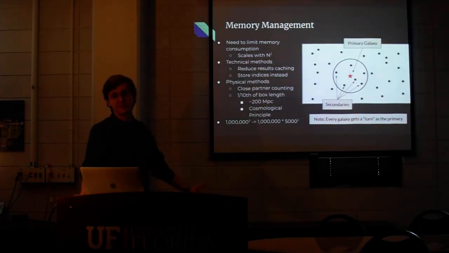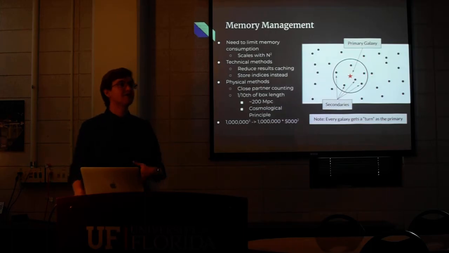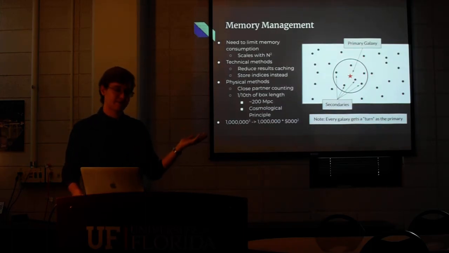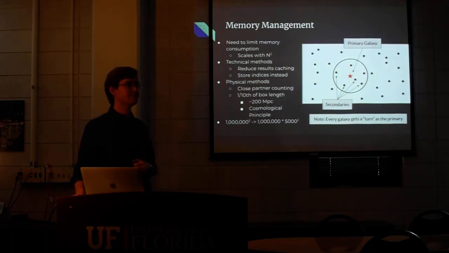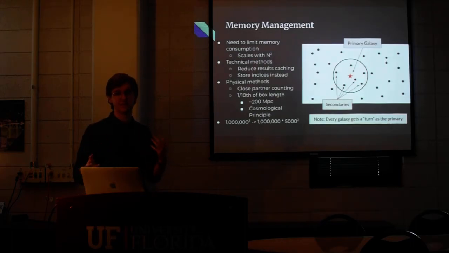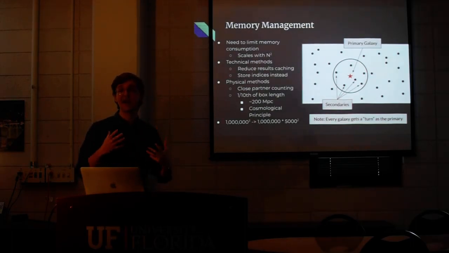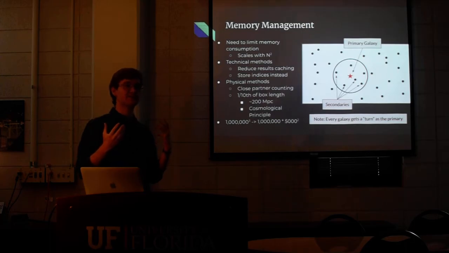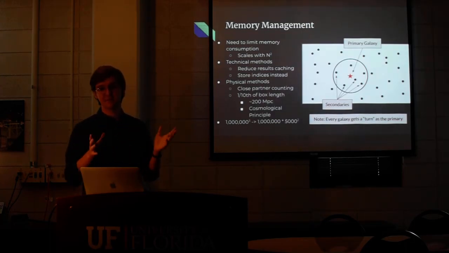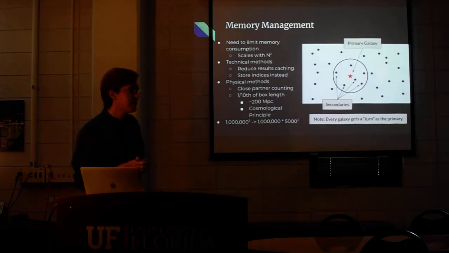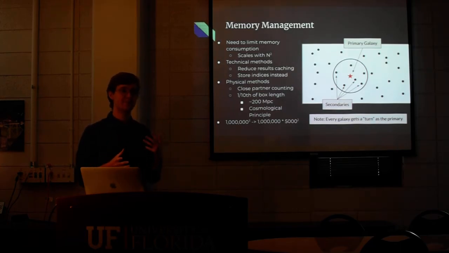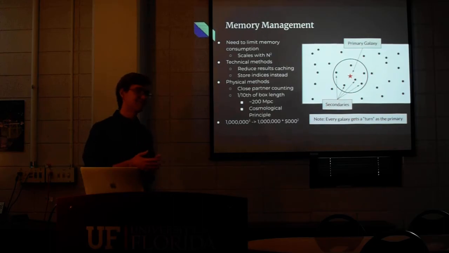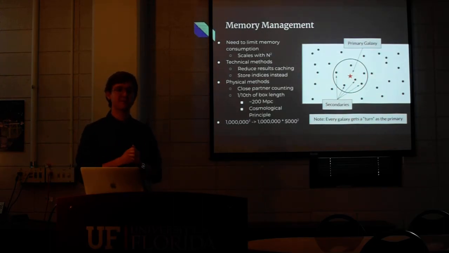So obviously we need to limit memory consumption. This is a big issue because, as I said, it scales with the square of the number of galaxies. There are a couple of technical methods that we can use, like reducing the amount at which we cache results. That means we don't store as many of our intermediate results, keep them off disk, and lower our memory consumption. We can also store indices instead of variables because we can use much smaller data formats for them. But overall, these are lower-scale improvements.